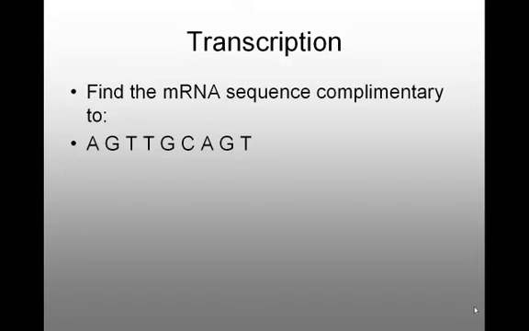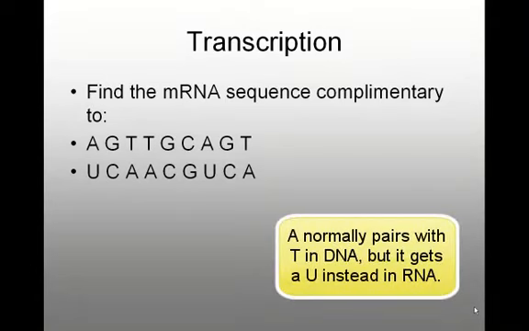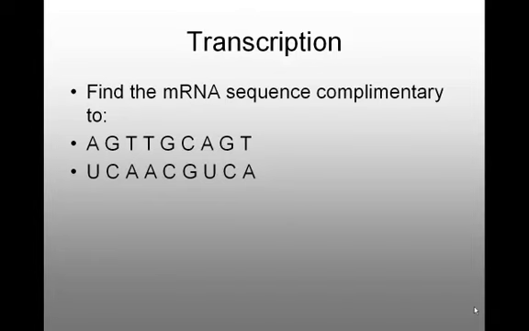AGTTGCAGT. So the complementary strand, A would normally pair with T, but remember, for RNA there are no T's, so you'll put a U instead. G pairs with C, T pairs with A like normal. You can have A's in RNA. T pairs with A, G with C, C with G. Here you have another A that would normally pair with a T, but because there's no T's in mRNA, you're going to put a U instead, and then G with C and T with A.